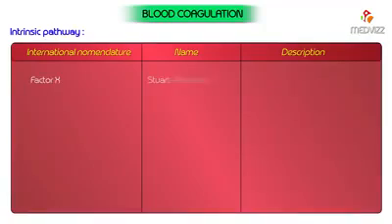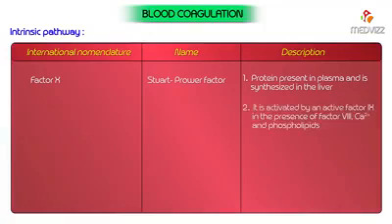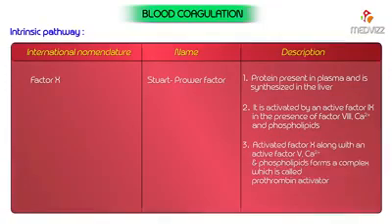Factor 10. Stewart-Prower factor. It is a protein present in plasma and is synthesized in the liver. It is activated by an active factor 9 in the presence of factor 8, calcium, and phospholipids. Activated factor 10 along with an active factor 5, calcium, and phospholipids forms a complex which is called prothrombin activator, both in extrinsic as well as intrinsic pathways.